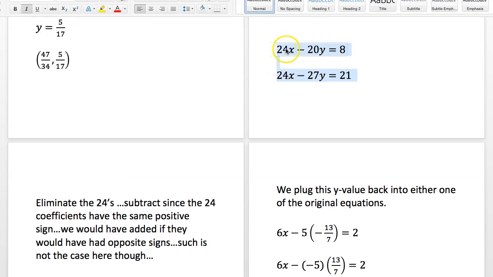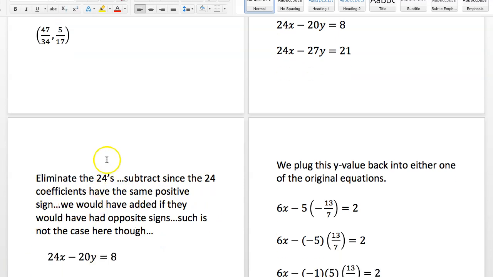They're both, the coefficients are both positive 24, so we have to subtract. We don't want to add and get 48. That's bad. We want these x's to go away, or we want the x terms to go away. So we eliminate the 24s, and since we subtract, since again the 24s have the same positive sign. Now, if one of them would have been negative and the other positive, we would have added, but that's not the case here. So you have to put parentheses.